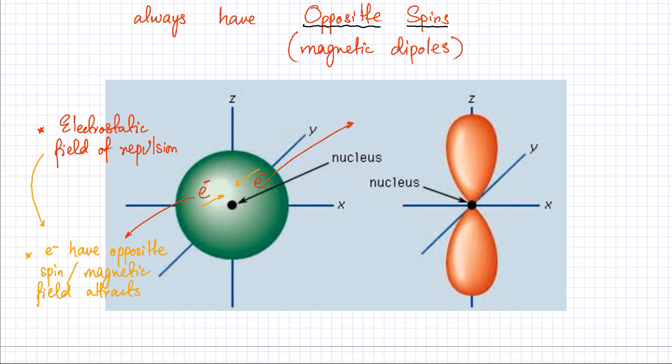So the electrostatic field of repulsion is already making it very hard for the 2 electrons to exist in the same region. So the only way that's possible is if the magnetic field shows up and ends up attracting the 2 electrons, so the force of repulsion is going to get cancelled out and the 2 electrons would be able to exist in the same region. So whether it's an s orbital or if 2 electrons are existing in this p orbital, the spins would always be opposite.